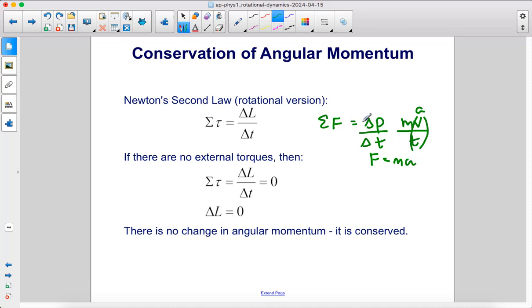So if you just plug in the rotational equivalents, instead of net force, we have net torque. Instead of change in momentum, we have change in angular momentum, and we still have change in time. But if there are no external torques, then net torque equals 0. Therefore, there's no change in angular momentum if there is no net torque. Angular momentum is conserved.